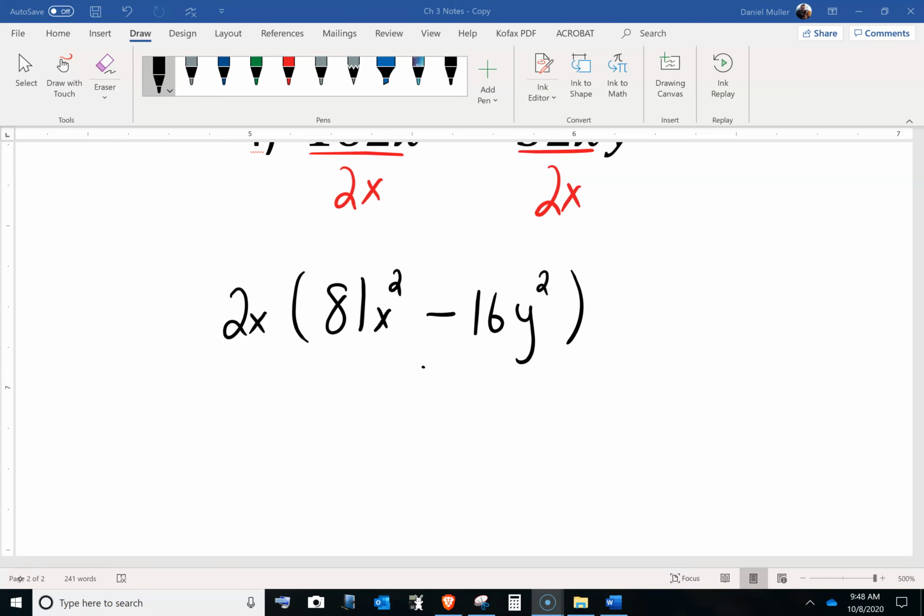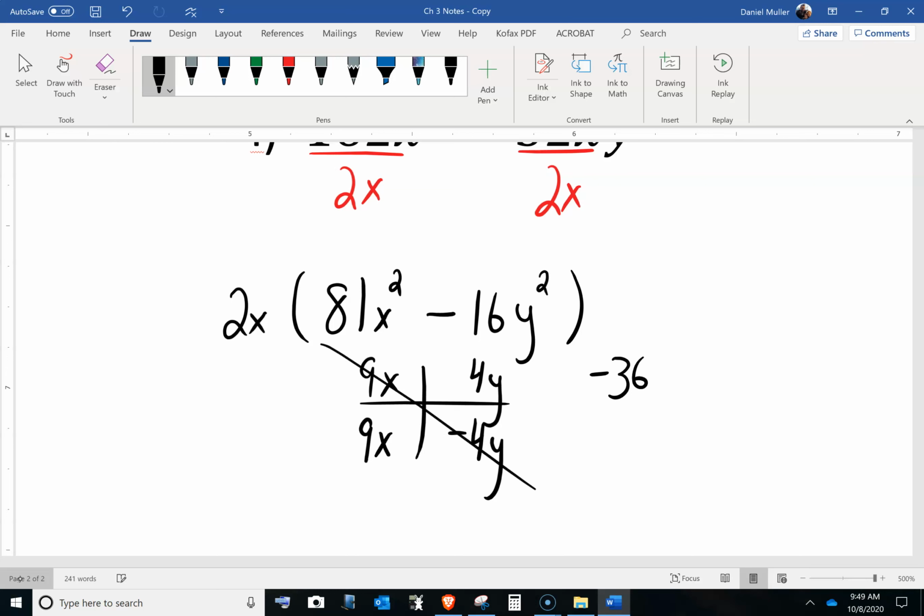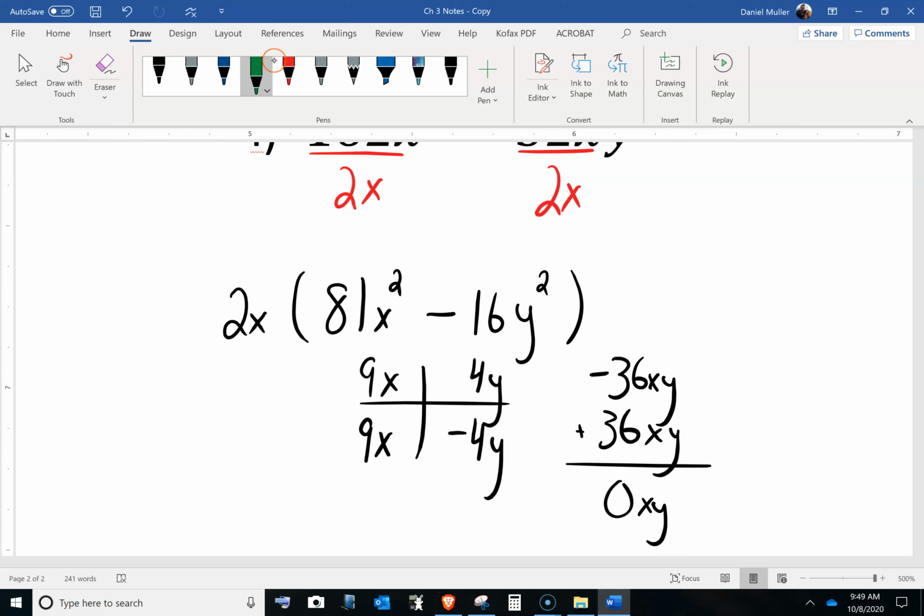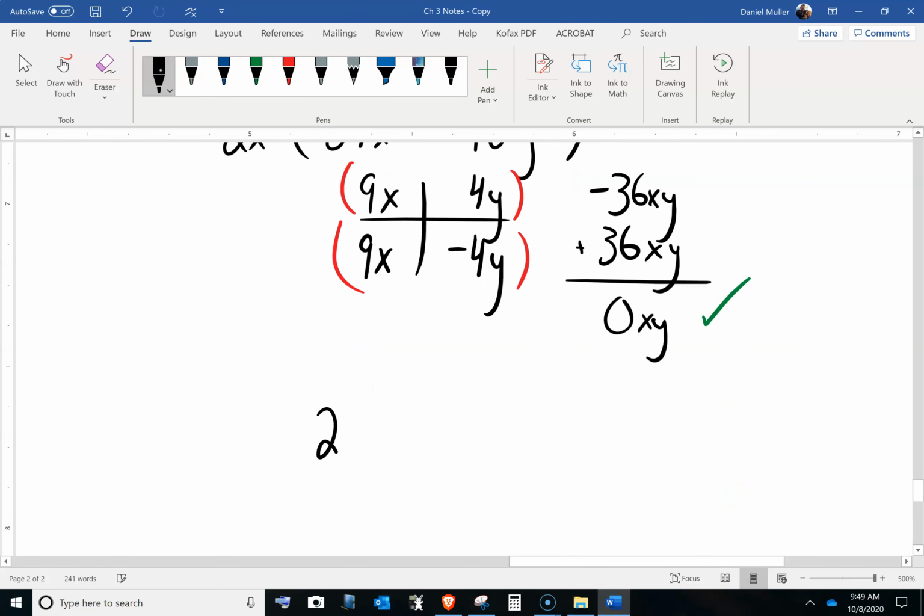So this is clearly a difference of squares. So I will try this here. I'll do 9x, 9x, 4y, 4y, and make one of them negative. And double check, so this is going to be a negative 9 times 4 is 36 with an xy. 9 times 4 is a positive 36 xy. And if I add those, yep, you do get a 0 xy, which is the middle term. It's missing. That's why it's 0. Now, I'll write this down here. 2x, and then I got a 9x plus 4y, and 9x minus 4y.